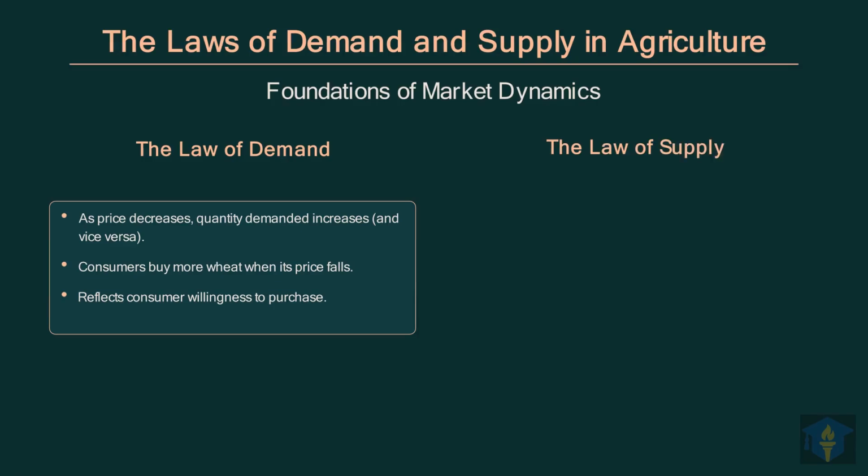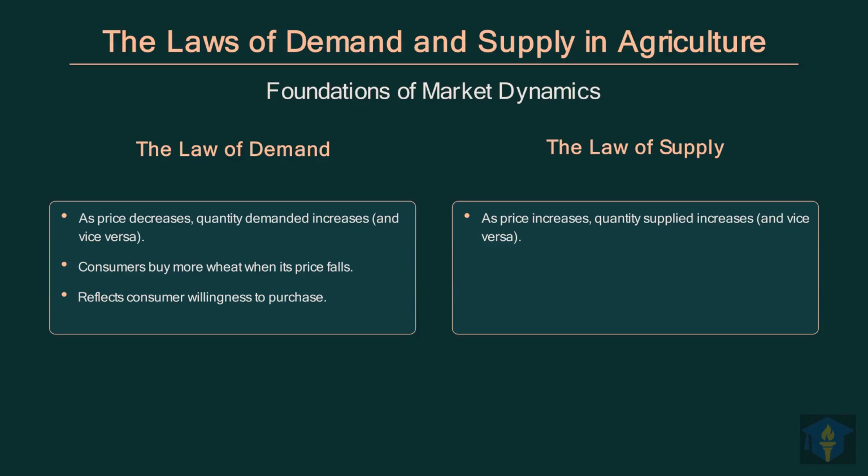The law of supply describes producer selling behavior. As prices increase, the quantity supplied increases, and vice versa. Farmers grow more tomatoes when prices rise due to market shortages. This law reflects producer willingness to sell at different price levels.